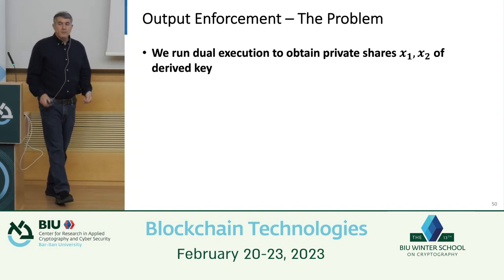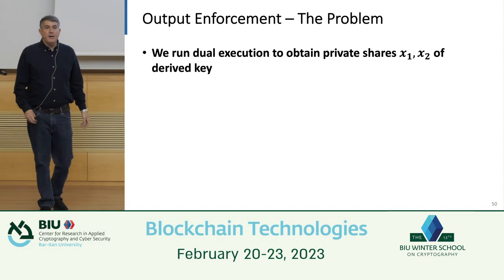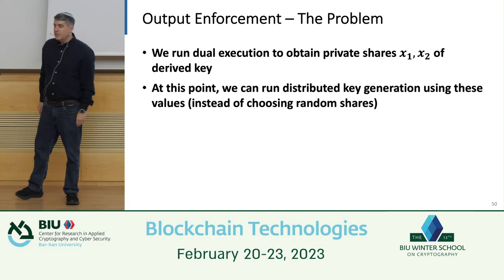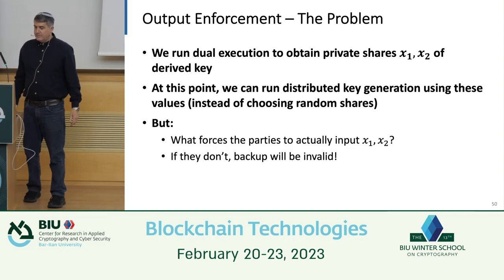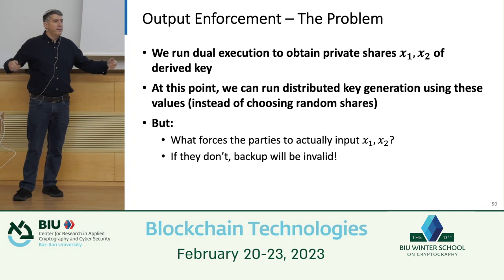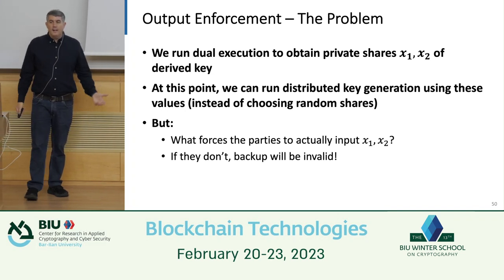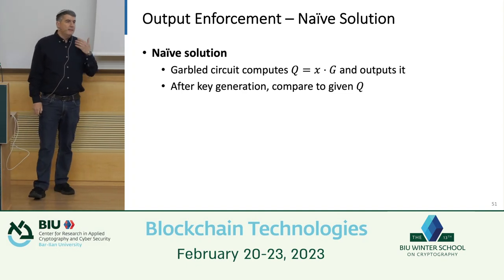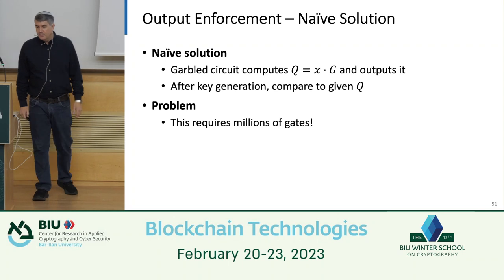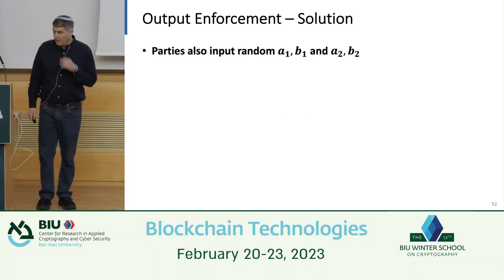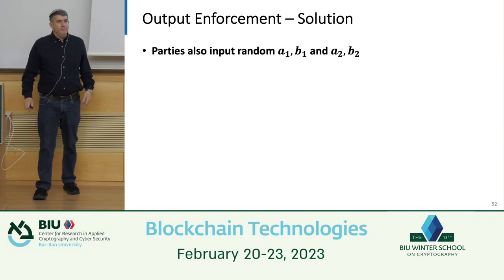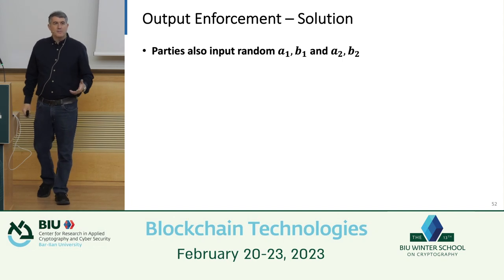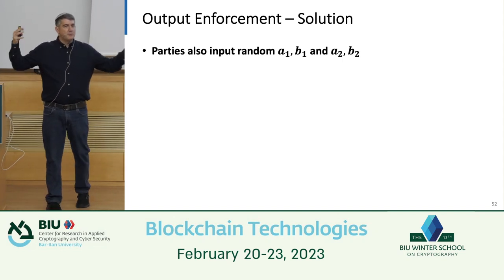Okay, so we run dual execution, and we get the derived key shares, X1 and X2, and now we're going to run distributed key generation. Again, what's the problem? We don't know that you're going to input the correct X1, X2, and maybe that means your backup is not valid. So here's another naive solution I talked about beforehand: have the garbled circuit compute the key. So here's a simple solution. I don't think the solutions are difficult. I think the important thing is having awareness of all of these problems.